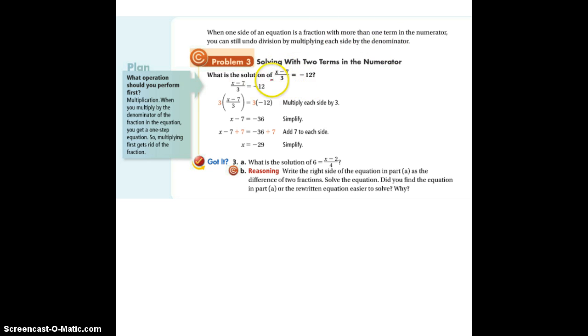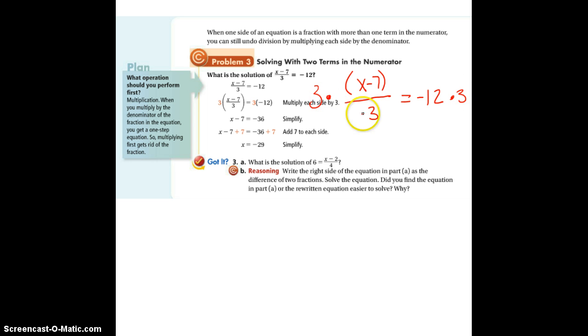So this problem right here, what is the solution of (x minus 7) divided by 3 equal to negative 12? Now this vinculum, this division symbol, puts those imaginary parentheses in there. So technically it puts imaginary parentheses around the x minus 7, and then we divide by 3. So if I want to undo the operations here, I am going to reverse my order of operations. When I reverse my order of operations, your first step here technically would be to multiply both sides by 3.